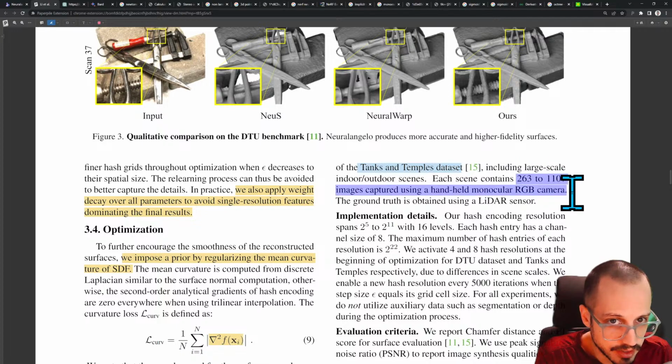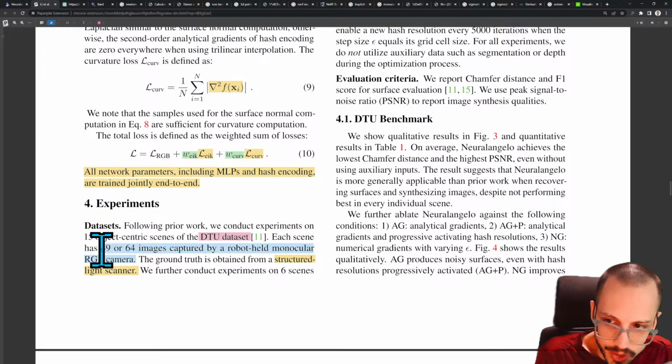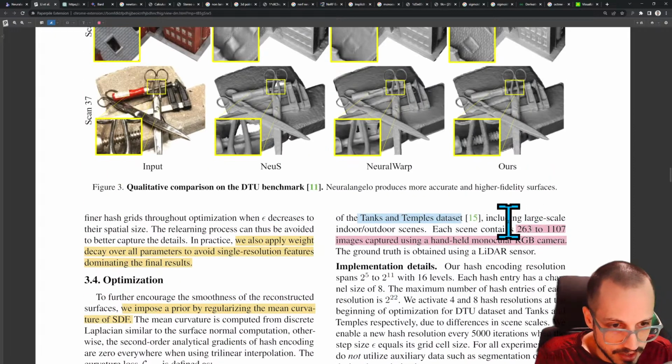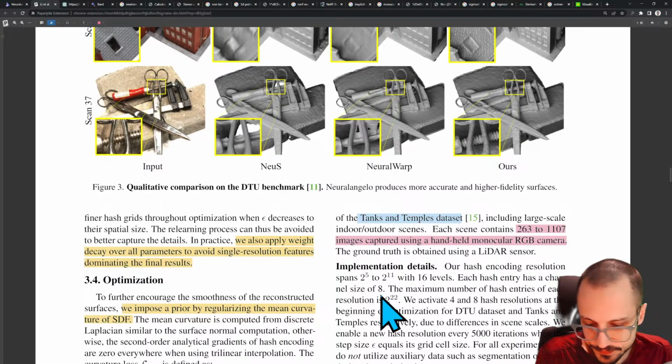So this is much harder, right? Here, 49 to 64 images captured by a robot-held monocular RGB camera. This is going to be very accurate positions. Here, 263 images captured using a handheld monocular RGB camera, much less accuracy on the camera positions, but you have more images, so maybe it kind of balances out.